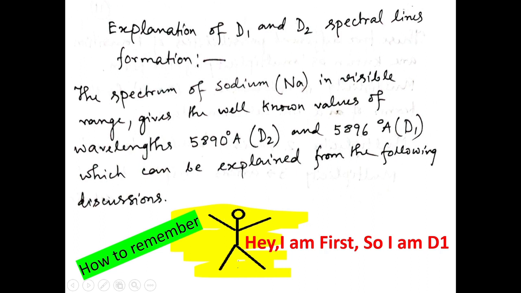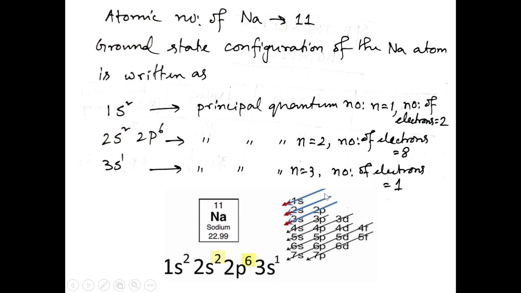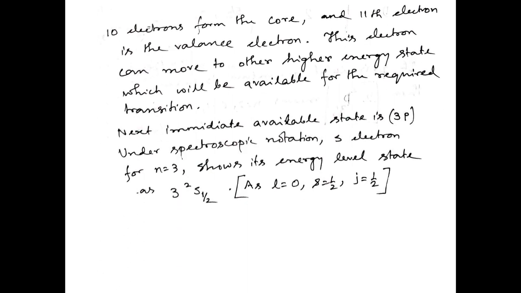As the atomic number of sodium is 11, for 1s2 the principal quantum number n equal to 1, number of electrons 2. For 2s2 2p6, n equal to 2, so number of electrons is 8. And 3s1, n equal to 3, number of electrons 1. So here is this diagram for the electronic configuration of sodium in its ground state. Those 10 electrons, as I have discussed earlier, form the core, and the 11th electron is the valence electron.